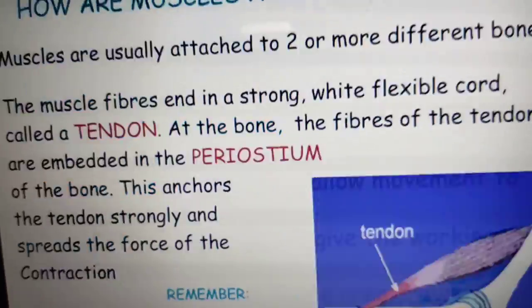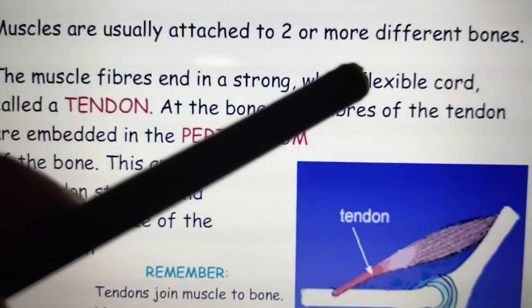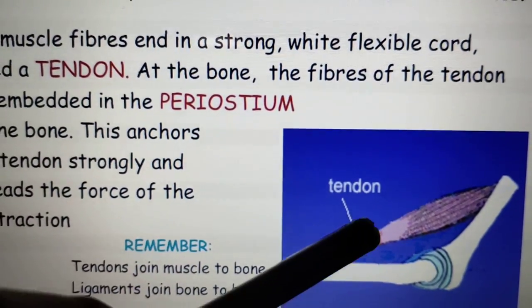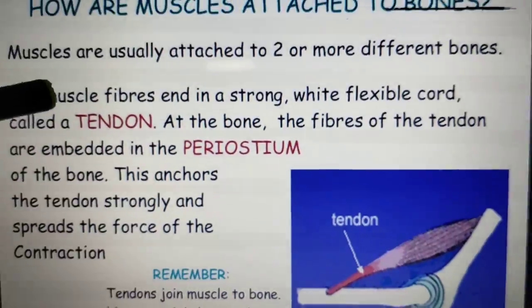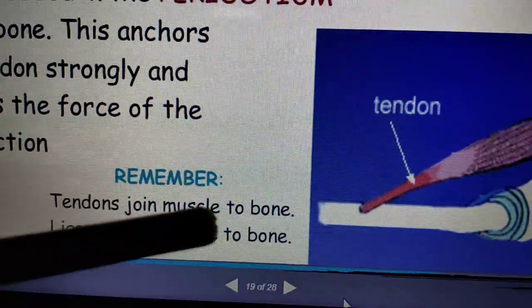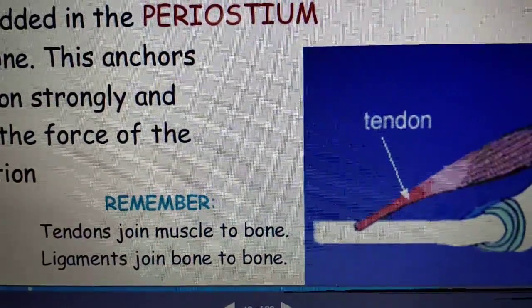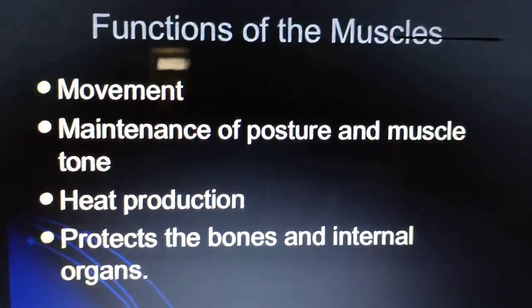Here you can see the muscle fibers end in the strong white, flexible cord that we call the tendon. To remember, the tendon joins the muscle to the bone, whereas the ligament joins bone to bone. Clear? So we came to know what the functions are.